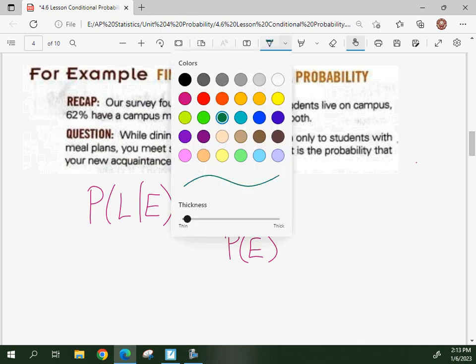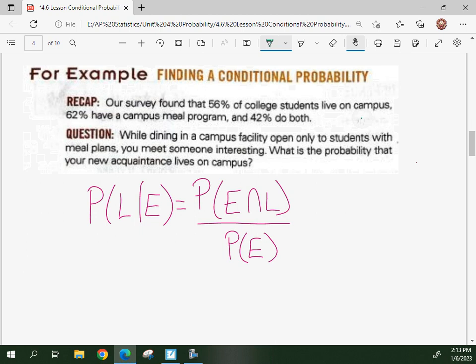One of the ways that I like to remember this is that this condition, the event that's already happened. So we already know this person has a meal program because they're in this dining hall. That event shows up 3 times. It shows up here, shows up here, and then it shows up in the denominator. That's just something I always remember, that the condition that we set shows up in every piece of the equation. I don't know if that helps. If it does, then you should use it.